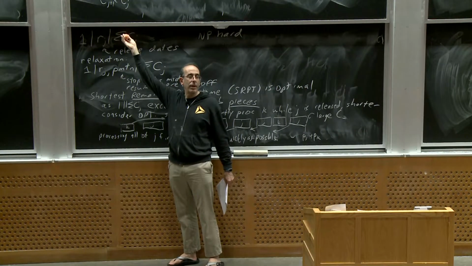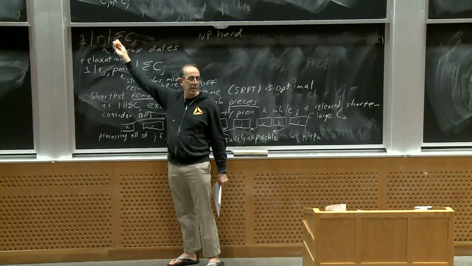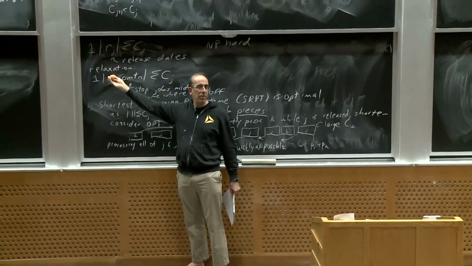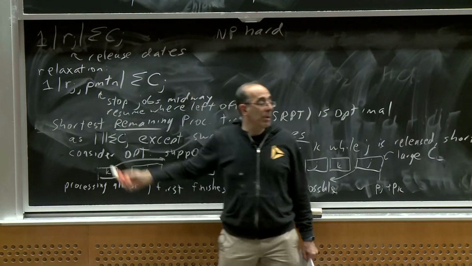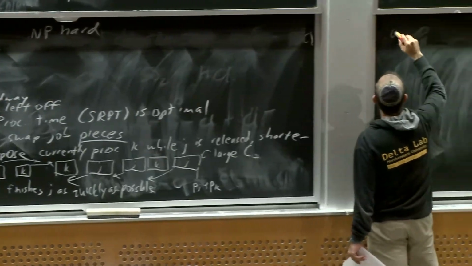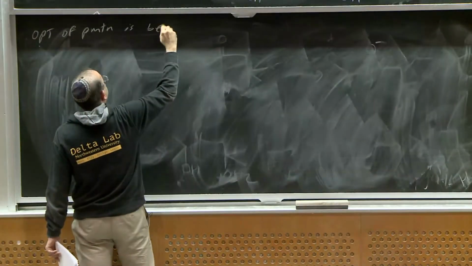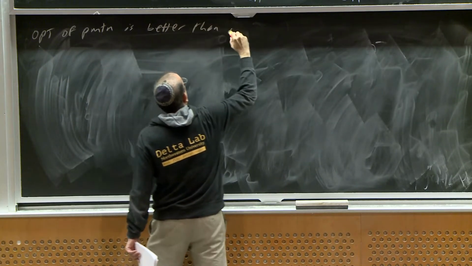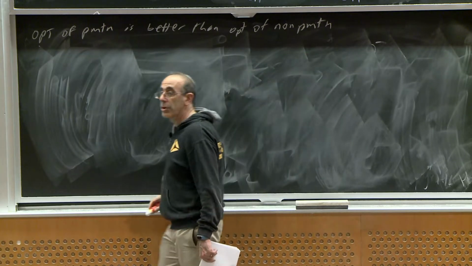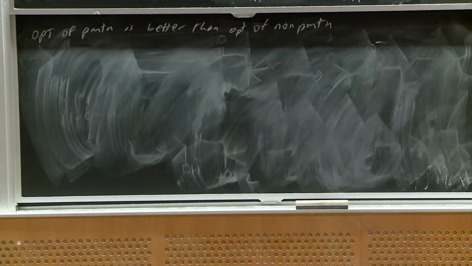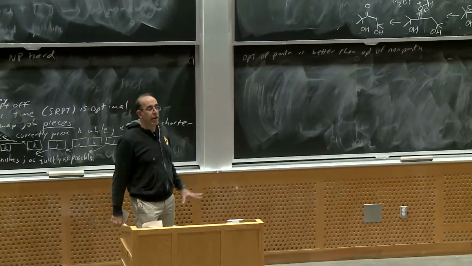Okay. But we also know that, of course, this is a relaxation of 1 | r_j | sum C_j, right? Because any feasible solution to the non-preemptive problem is a feasible solution to the preemptive problem. So all we've done is loosen some of the constraints. We haven't added any. And that means that the optimum of the preemptive problem is better than the optimum of the non-preemptive version of the problem. Okay. So we can find a preemptive solution, and it will be better than OPT.